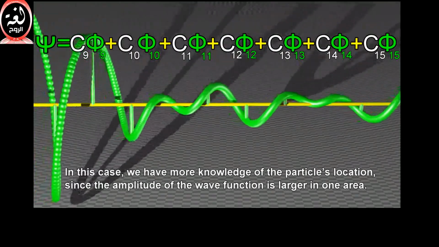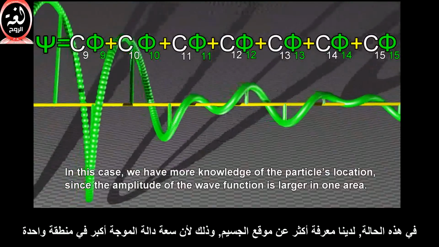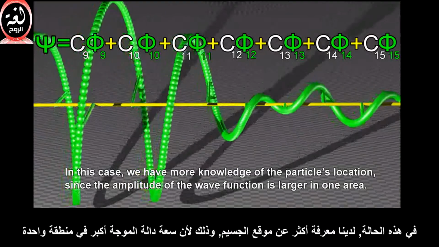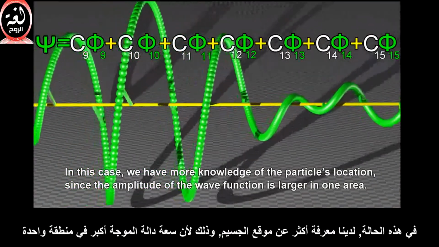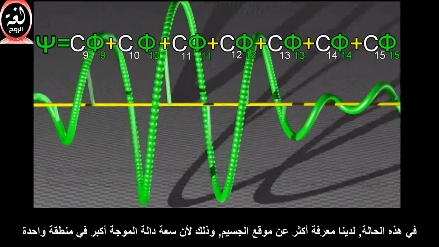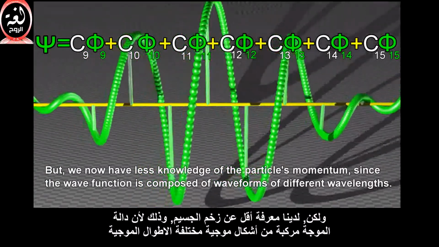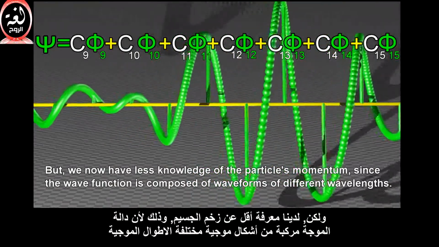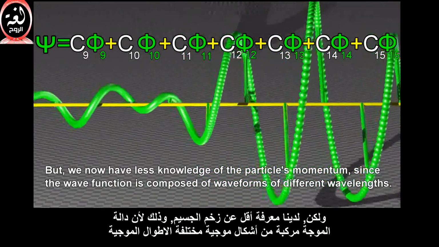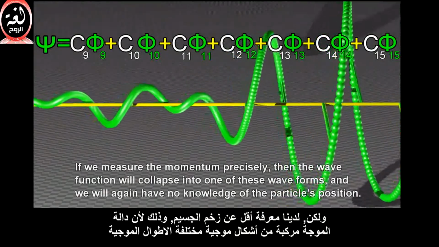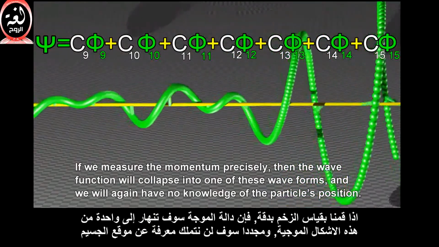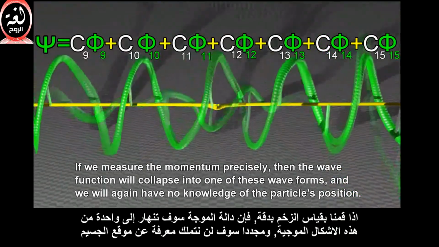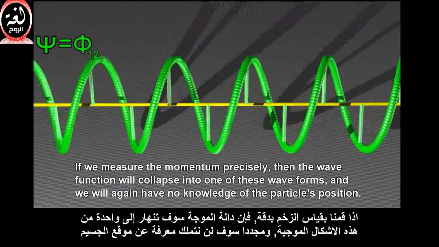In this case, we have more knowledge of the particle's location since the amplitude of the wave function is larger in one area, but we now have less knowledge of the particle's momentum since the wave function is composed of waveforms of different wavelengths. If we measure the momentum precisely, then the wave function will collapse into one of these waveforms, and we will again have no knowledge of the particle's position.